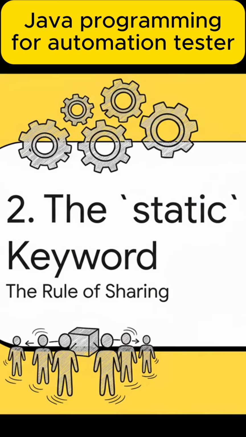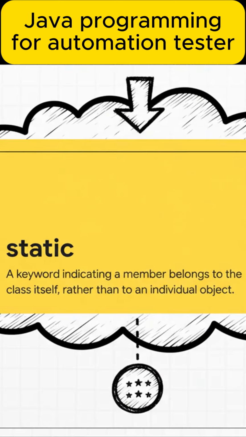Now let's switch gears to our next keyword, static. This one introduces a totally different kind of rule, the rule of sharing. So what's the big idea with static? Well, static things, like variables or methods, don't belong to individual objects. Nope, they belong to the class itself. Think of it like a shared resource for every single object created from that class.